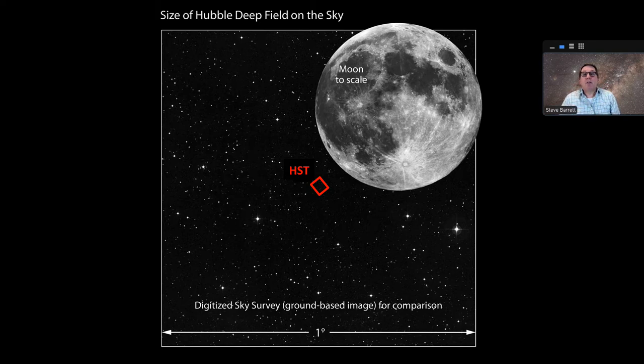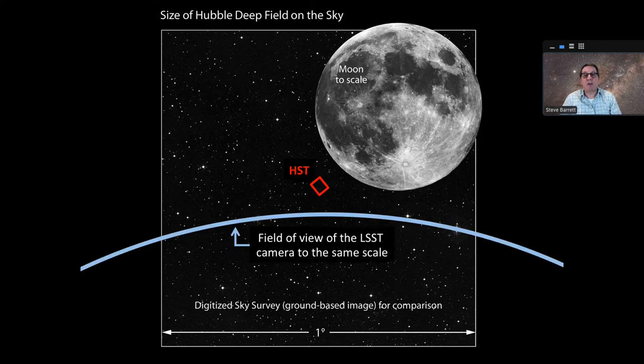So what is the field of view of the LSST, the 3 degrees? Well, too big for this particular view. The best I can do is to show you the edge of the 3-degree field of view, and that gives you an idea of the sheer area that's covered compared to the area of sky that's covered by the Hubble.